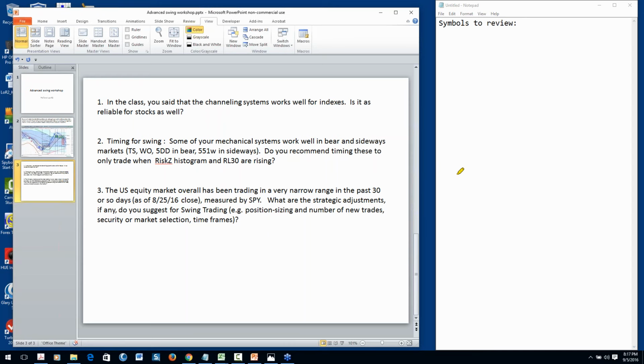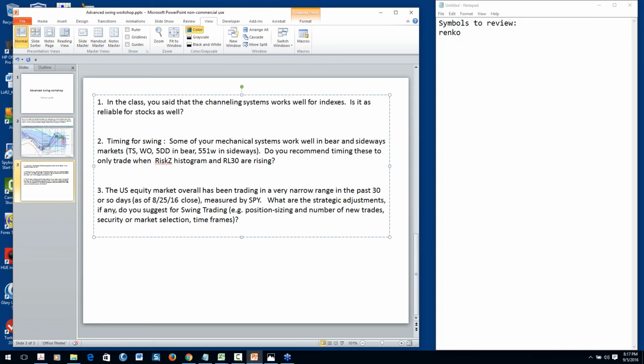And then I would also check them against the Renko charts in order to see how swing friendly they are, if I can say it that way. Put a note there to look at Renko when we get to the charts.